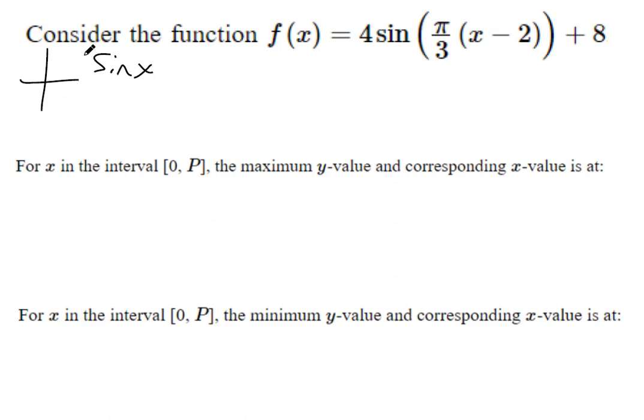So if we change this by multiplying by 4, it doesn't change the period. All that does is change how high and how low it can go. So this is our new amplitude.